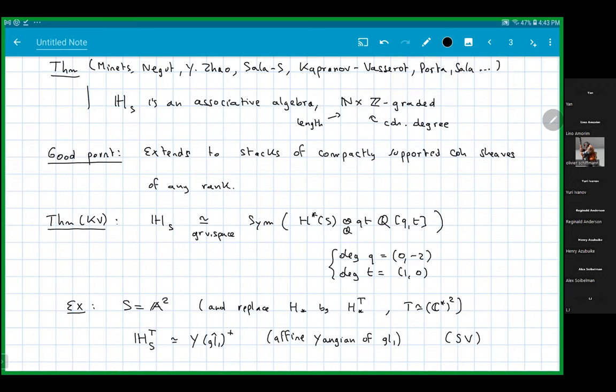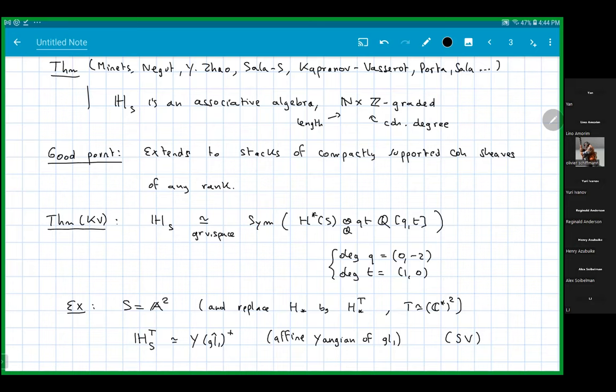And so what I want to talk about now is a recent result with several co-authors I will name that computes this cohomological Hall algebra for any surface. Let me move to the statement. Any question before I change page?